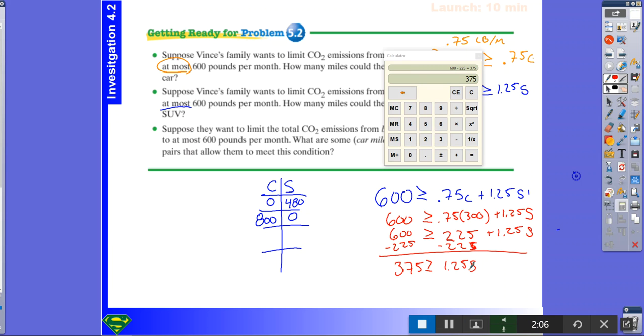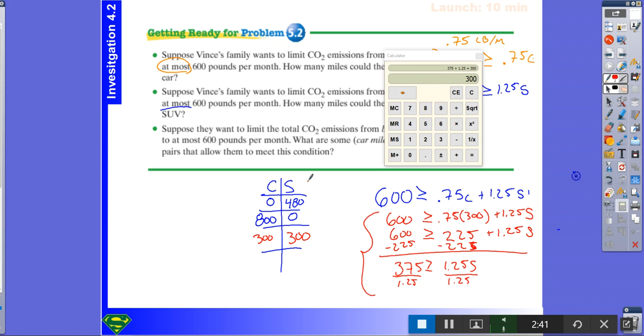So now I'm going to divide that by 1.25. And I will get, so I said 300 for cars, and I get 300 for the SUV. Look at that. That's quite a coincidence. Obviously, we could pick any number for C, or we could have picked any number for S. It doesn't matter. And just go ahead and use this process to solve.